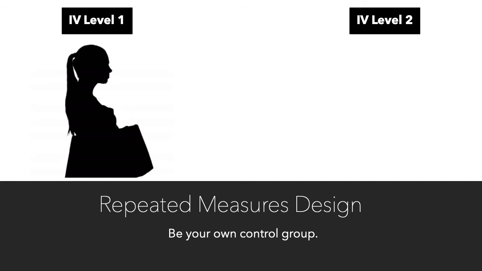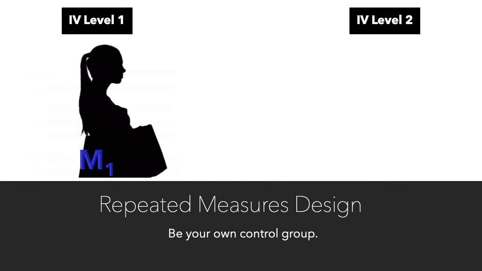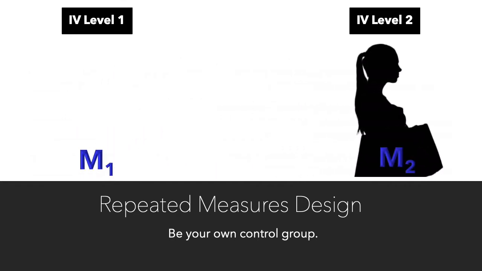So we've got this young lady on her way to work, and she's one of our participants. We're going to expose her to IV level 1. So we've got some variable we're manipulating, she's exposed to it. And then we measure the DV, M1. Then some time passes, and we expose her to level 2, and we get M2. We can now compare the effect of IV level 1 versus IV level 2 by comparing M1 to M2.